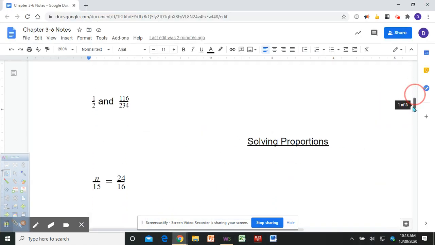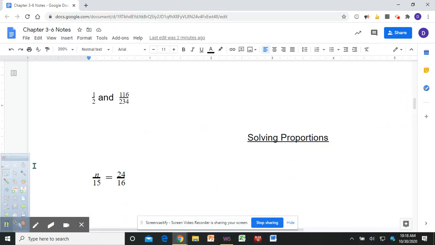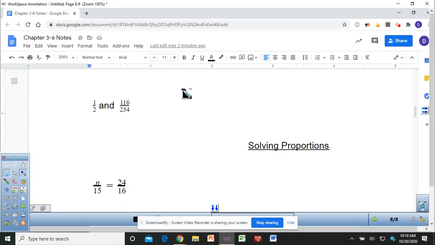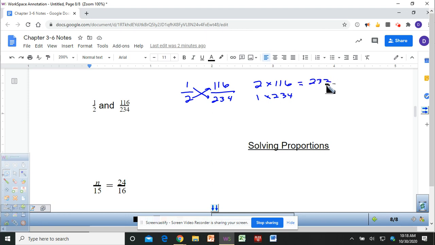Let's try one more. So 1/2 and 1/16 over 234. So we're going to multiply diagonally. So we're going to take 2 times 1/16, and 1 times 234. This gives me 232. This gives me 234. So are these proportional? No, they are not, because these two numbers are not the same when we cross multiply.